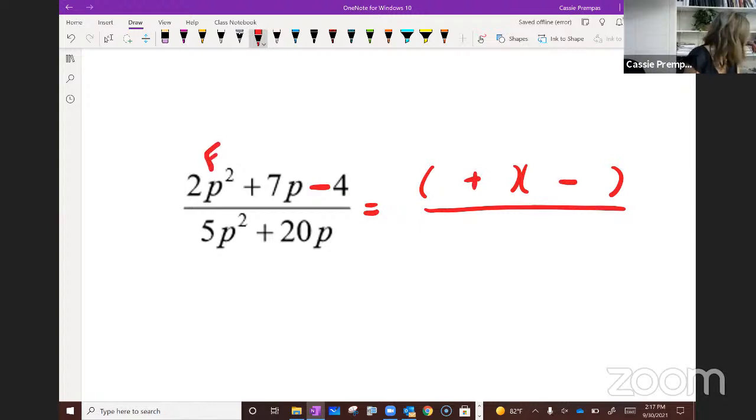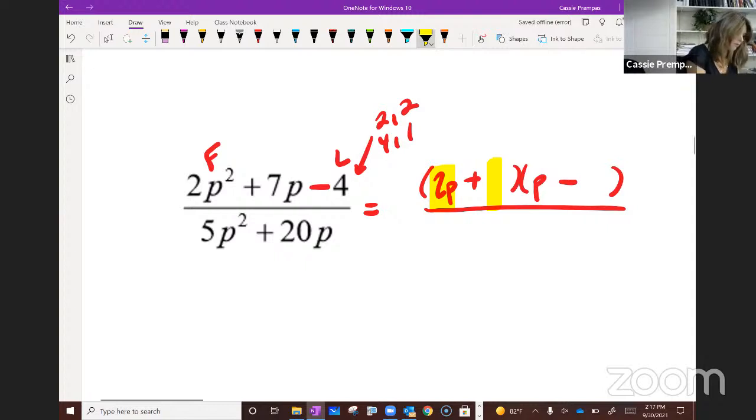What times what would give me 2p squared? Good, 2p and p. And undo the L. What times what would give me 4? Yep, 2 and 2 or 4 and 1. Usually we choose 2 and 2, but here's where one of the tricks comes into play. Yeah, because I have a 2p here, Haley's right. I don't want to put a 2 in with it because there is no GCF. Good, so we're going to use 4 and 1. We won't put the 4 in with the 2. We'll put a 1 here and a 4 here.